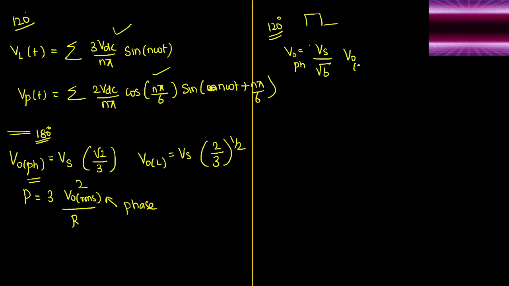Similarly, if you are going for the RMS line voltage, it will be equal to VDC by square root of 2. That's all. So this is how we are calculating the voltages and power. If they are asking for the output power, this can be written as phase voltage square by R, and 3 times that. So that is going to be the output power. Okay. The rest of the things I hope you all know, right?